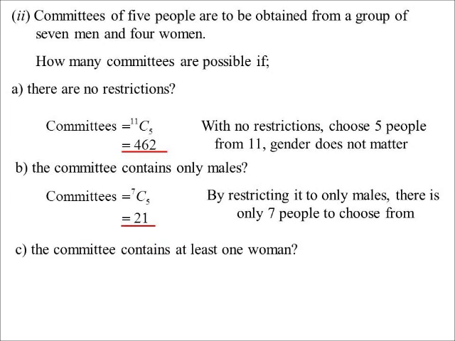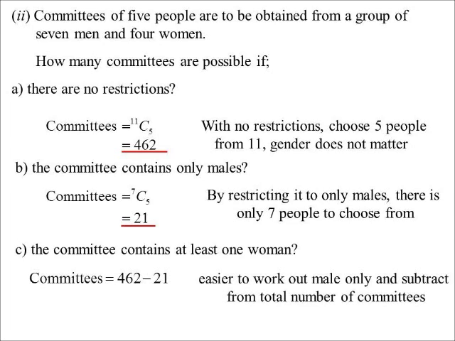So then they got enlightened and they said, all right, the committee can have at least one woman on there. And this is where I'm going to use the complementary idea, because obviously the complement to at least one is none. And we've just worked that out. So I can say, that's 462 minus 21, which leaves me 441 possible committees.